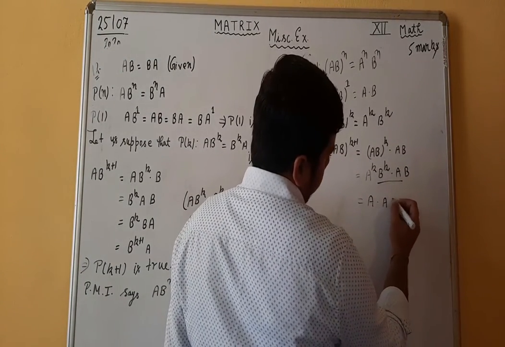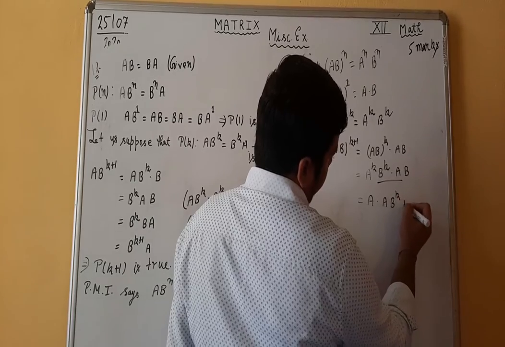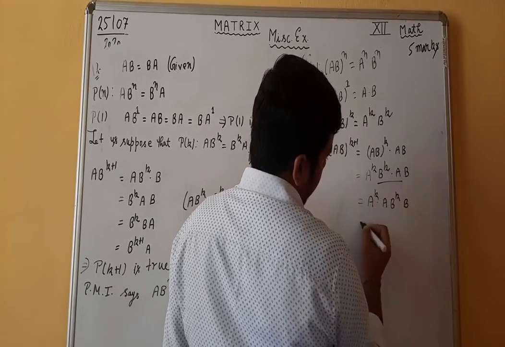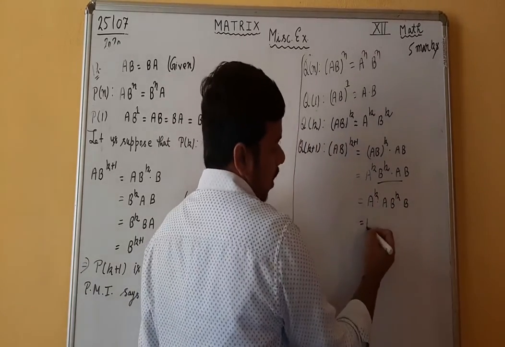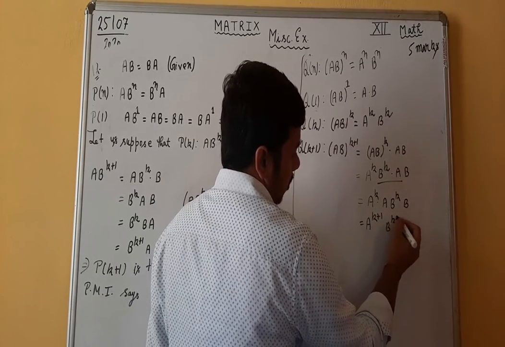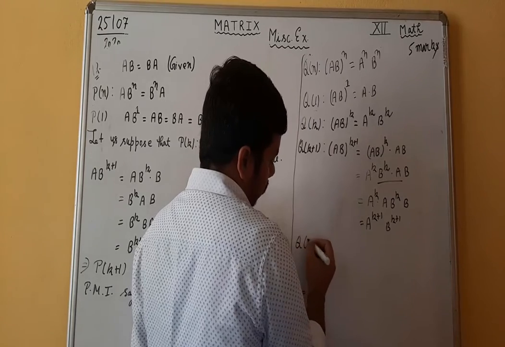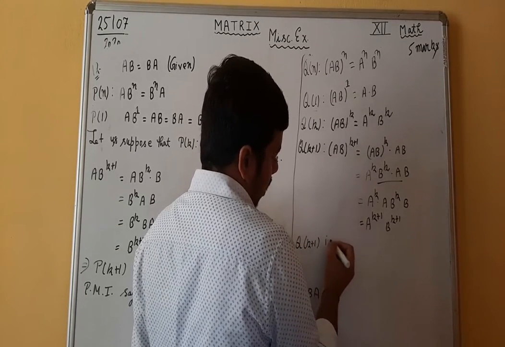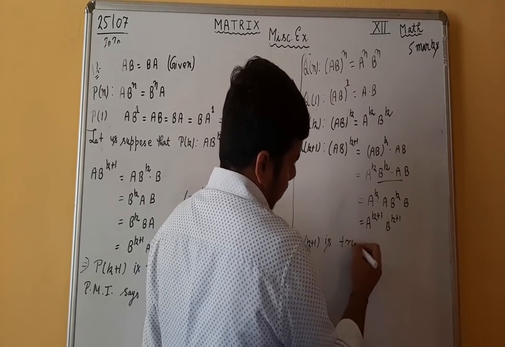It can be written as AB raised to the power k. a की पावर k और b की पावर k बेटा यहाँ पर है, तो क्या हो गया? a की पावर k प्लस 1, यहाँ पे हो गया बेटा b की पावर k प्लस 1. Means the result is true for n is equal to k plus 1.